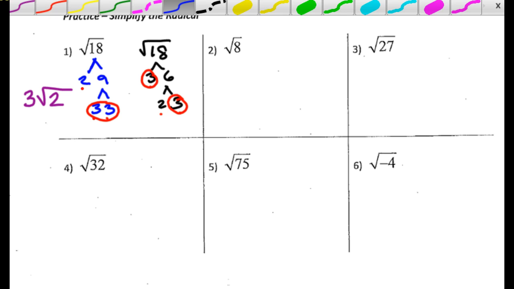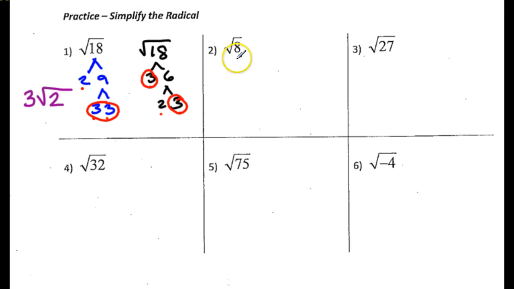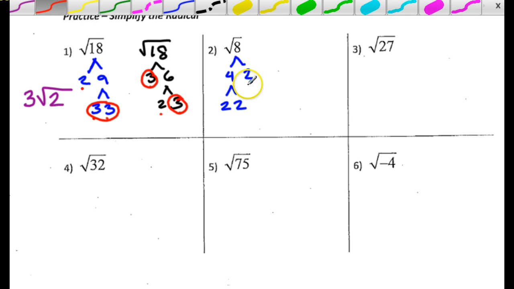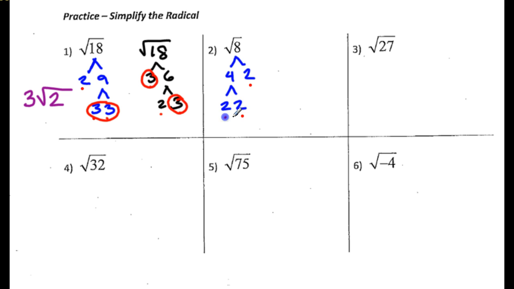Alright, let's take a look here. Let's do 8. 4 times 2. And then, what can I break down more? I can break down 4 into 2 times 2. So let's look at what we have at the end now. I got a 2, a 2, and a 2. So I want to make a pair of 2s. It doesn't matter which ones I circle. I can make this a pair, or I can make this a pair. It really doesn't matter.